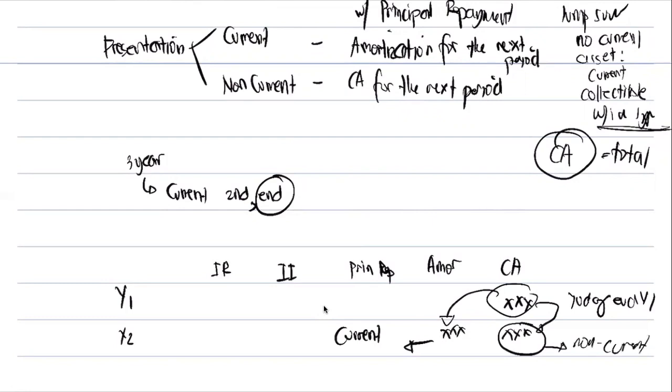So let's say this is the carrying amount at the end of year 1, right? So today at end of year 1, when can we say that this portion is the current and this portion is the non-current? The current will be the amortization for the next period, and the non-current is the carrying amount for the next period. Okay? So that's it for our loans receivable. We learned again regarding the recognition, the presentation, and measurement of an item in our financial statement, particularly loans receivable.